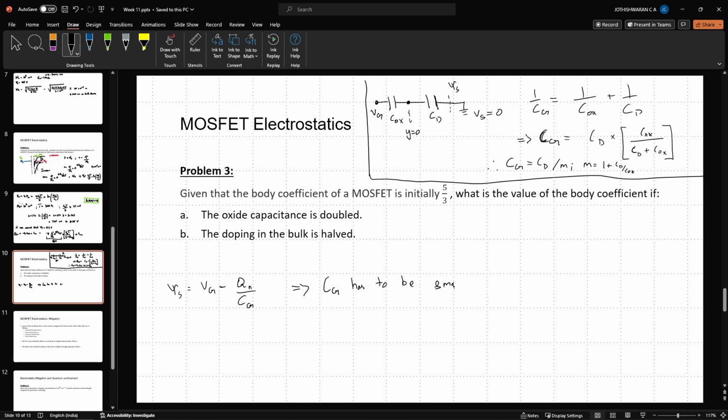This is the reason why Vg doesn't directly influence the channel inversion. The surface potential is what influences the channel inversion, and I will want Cg to be large for better Vg control.